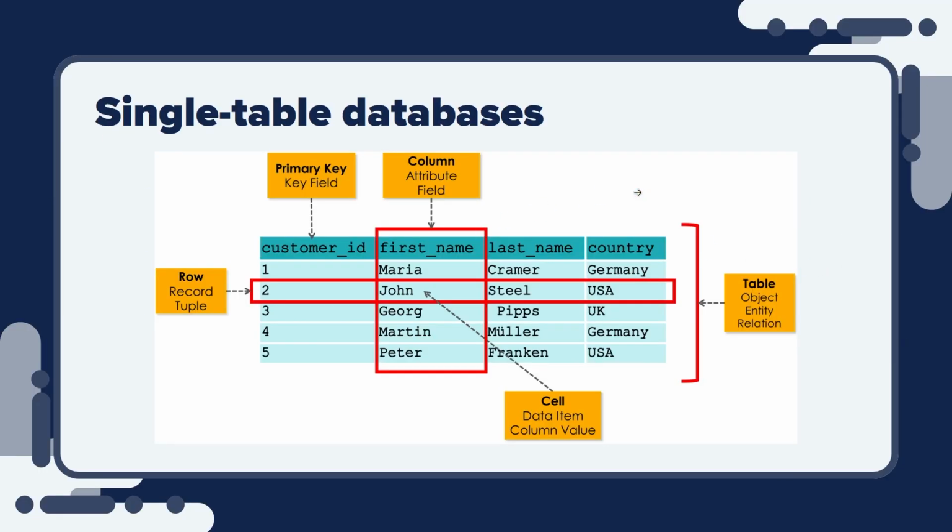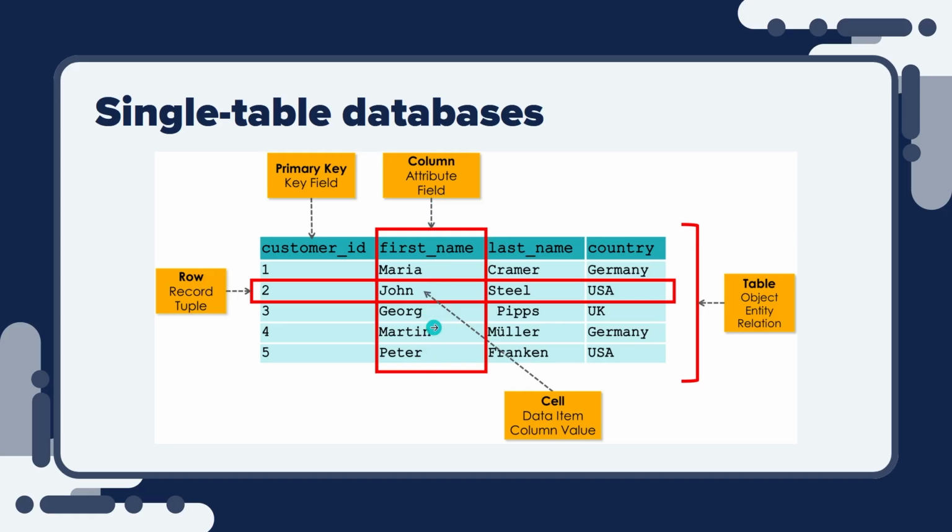So here is a single table database. It's basically like a collection of data in a table, in one table, right? Because single table. And for example, in this case, we want to keep data of different customers. So their first name, their last name, their country.